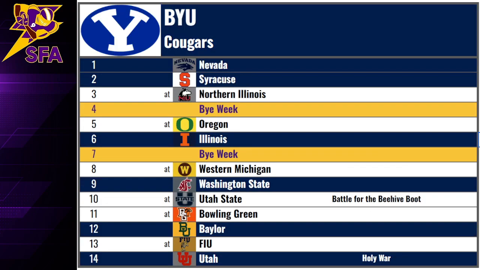All right, so now we've got BYU. So Coach Ron, we've got Nevada, Syracuse, Oregon is going to be a fun one. Remember, BYU is independent, so honestly, this is an easy schedule for them. Nevada's a win, Syracuse is winnable. Obviously, Northern Illinois is a win. Oregon's tough. Illinois should be good. And then the only other hard games are Baylor and Utah. So this could be a 9-3 BYU if they play their cards right.